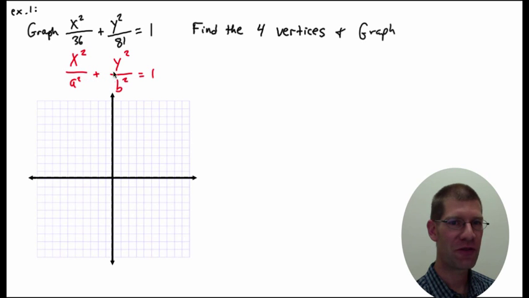So if we look at this, you'll first notice that this number here, the 81 under the y squared, is larger. So we're going to have a vertical ellipse. And for that you could say, well, maybe I'll start with a, that if a squared is 36, we have two possibilities for a. a could be 6 or a could be negative 6.